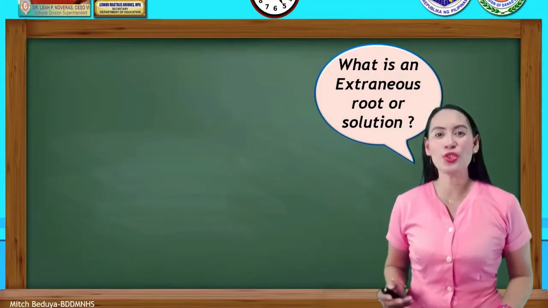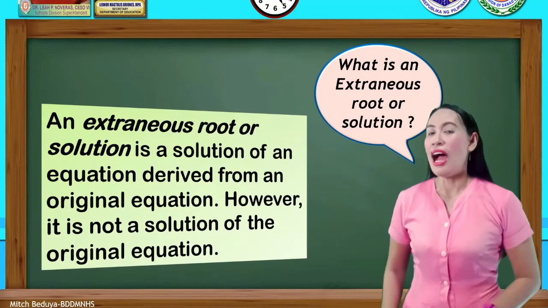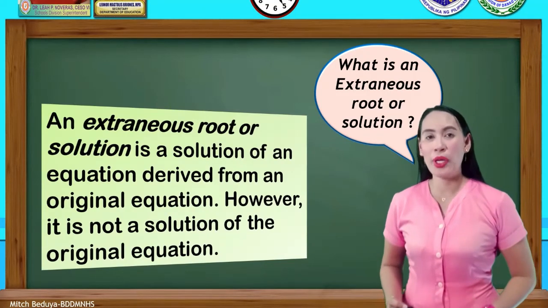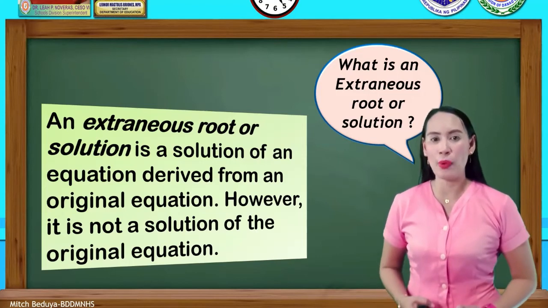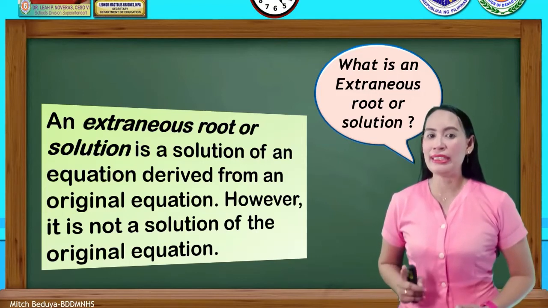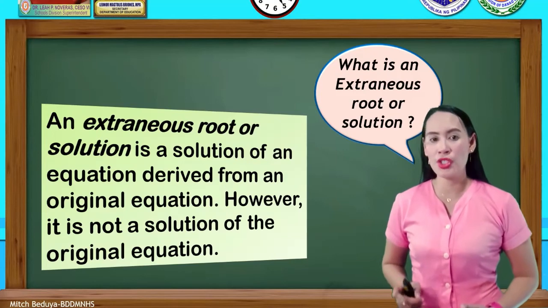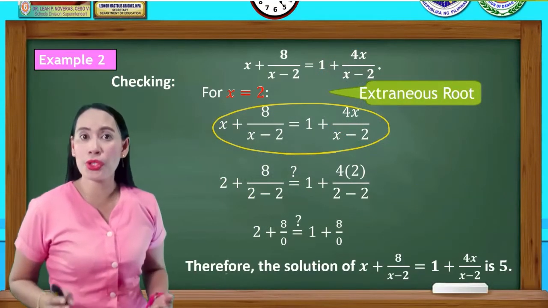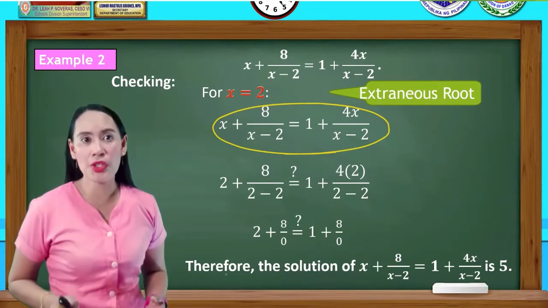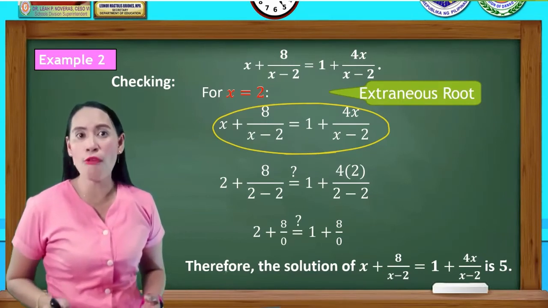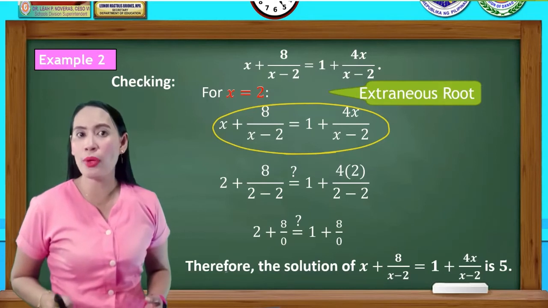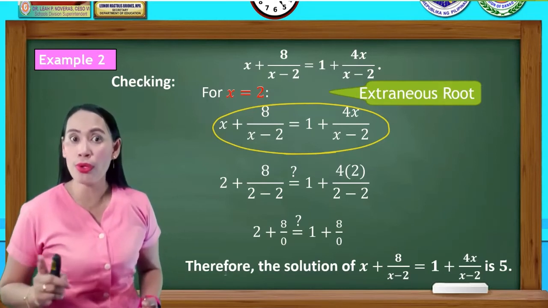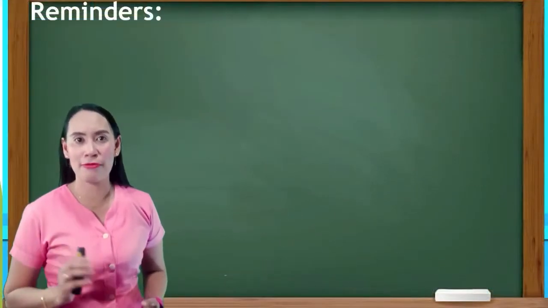What is an extraneous root or solution? An extraneous root or solution is a solution of an equation derived from an original equation. However, it is not a solution of the original equation. Therefore, the solution that can make the equation x plus 8 over x minus 2 equals 1 plus 4x over x minus 2 true is 5.